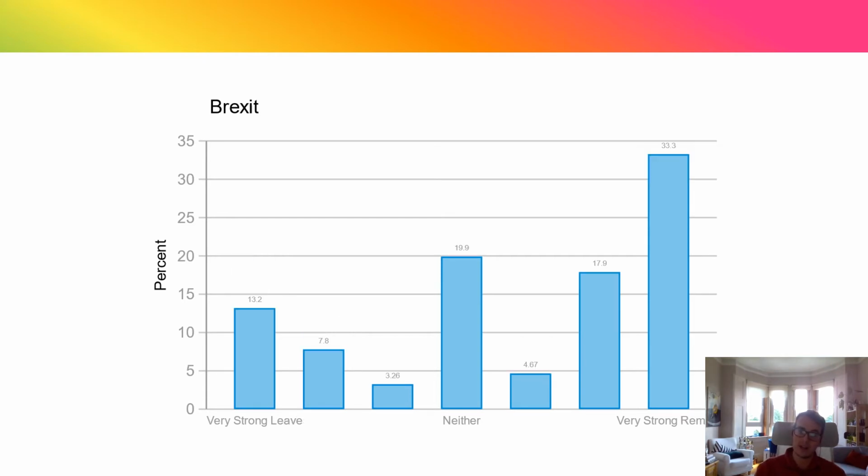Comparing that to Brexit, it's a lot more slanted, so a third of Scottish voters would consider themselves very strong Remainers, with a further 17–18% saying they're fairly strong, and that gets you to about 50%. Whereas the Leavers are quite outnumbered, and this is probably what feeds into the relative salience of these two identities.